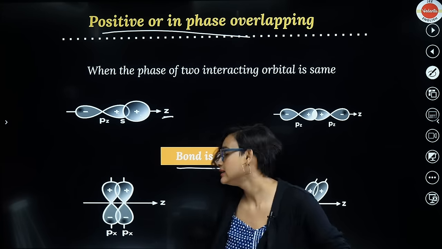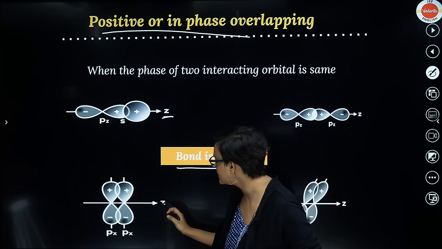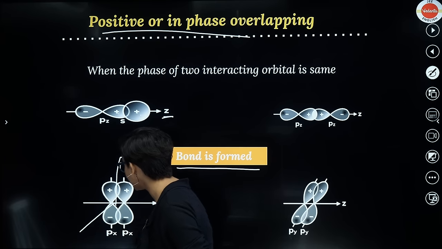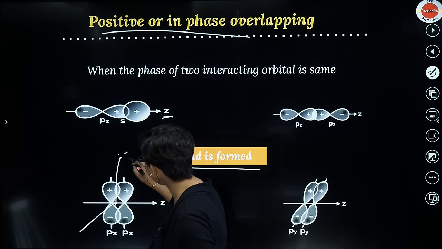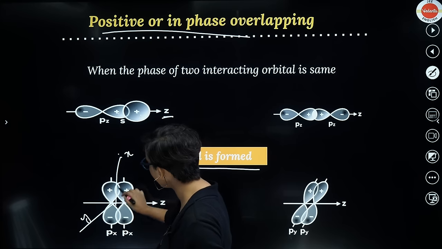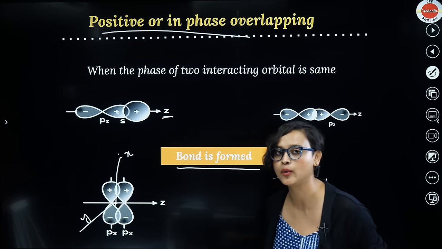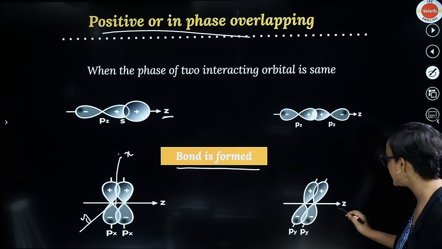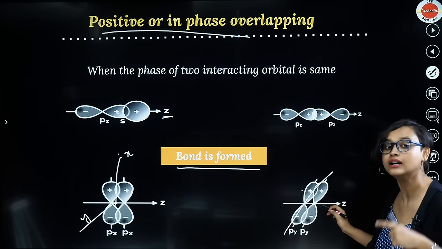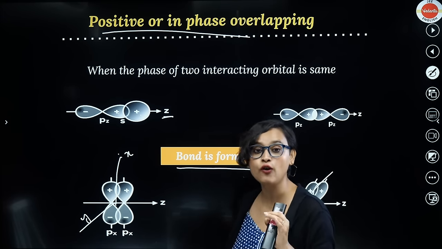It can also be like this: py, py. This is your px, px. This is your x axis, right? And this is your y axis, correct? These two are px, px. Here collateral overlapping has happened, bond has formed. Here, see, this is your z axis. I just drew it and told you that this is your y axis. See, py, py. Here also bond has formed.